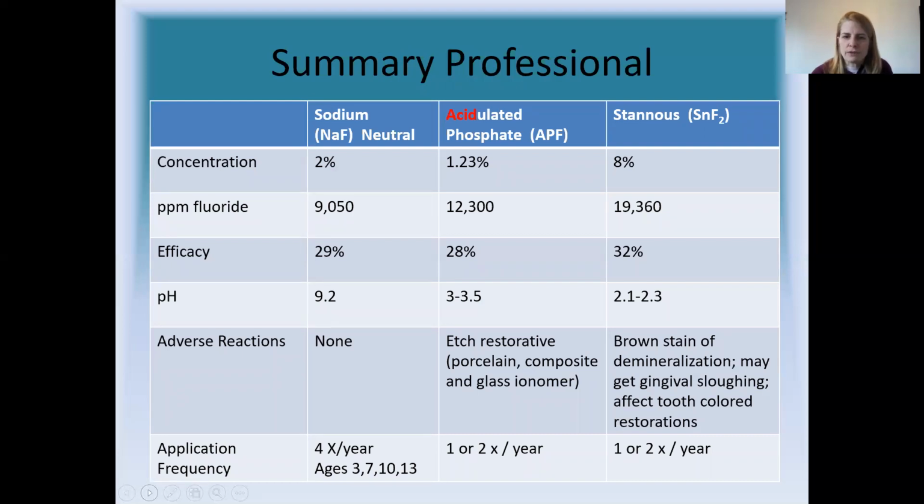Here's the different concentrations of the fluoride, and this is the 2% neutral gel or foam, the 1.23% acidulated phosphate. This is the one that etches the surface, so we want to not use it on the porcelain, composite, sealants, or glass ionomers. And then the 8% stannous, which is the one we talked about, stains. Stannous has always had that reputation for staining and for sloughing of the gingival tissue. For the sodium fluoride, we can use it up to 4 times per year for the 2%. And then for the acidulated phosphate, 1 or 2 times per year. And for the stannous fluoride, 1 or 2 times per year.